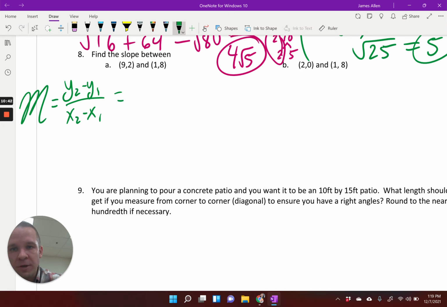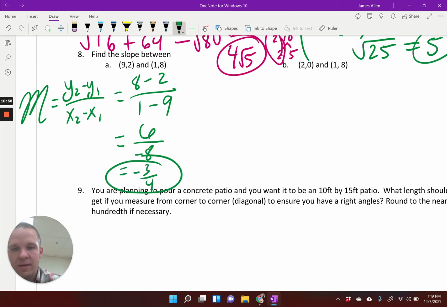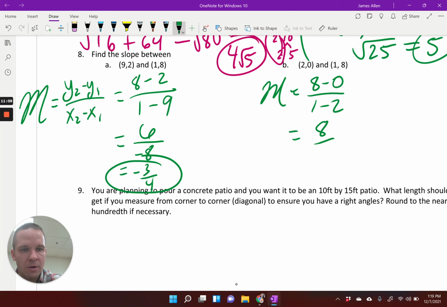So for this one, I have my y2, which is 8, my y1, which is 2, and then I have my x2, which is 1, and my x1, which is 9. Now I'm going to simplify. I've got 6 over -8, so that'd be -3/4 as my final answer. Lovely. Fantastic. Next one. For this one here, I've got 8 minus 0 over 1 minus 2. So 8 over -1, which is just -8. Awesome sauce. Slope is done.